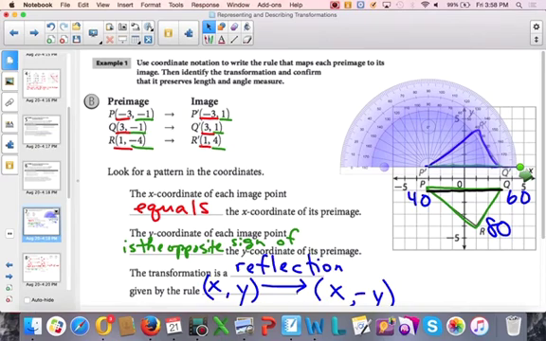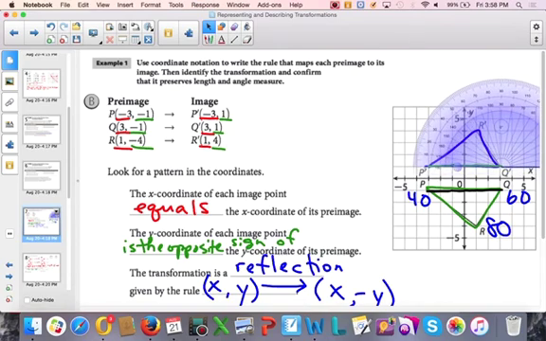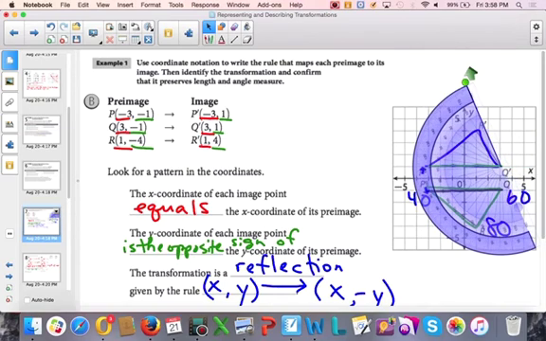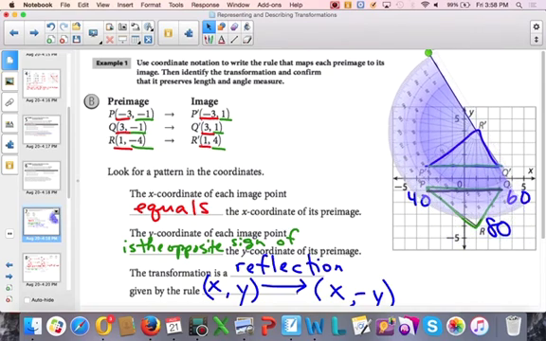Angle P prime is 40 degrees. Angle Q prime at 60 degrees. And angle R prime at 80 degrees.